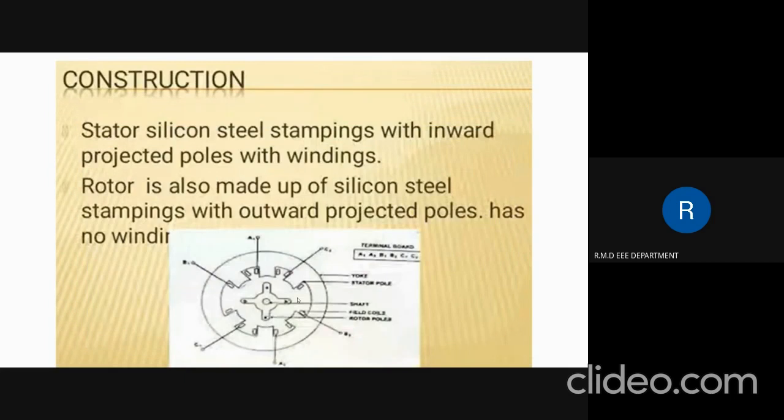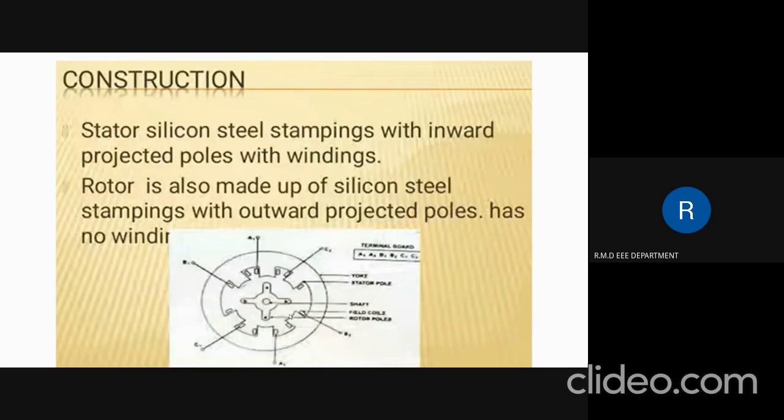Now discussing the construction of the SRM. The stator consists of a cross-sectional view of SRM. Here you can see an SRM with 6 stator poles and 4 rotor poles. The stator is made up of silicon steel stampings with inward projected poles. The number of poles of the stator can either be an even number or odd number. Most of the motors have an even number of stator poles. All these poles carry field winding or stator winding. The field coils of opposite poles are connected in series such that their MMF are additive.